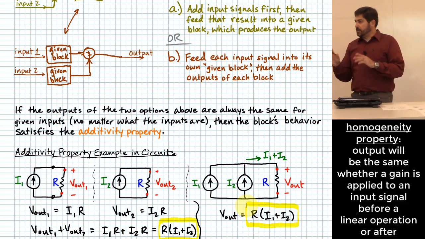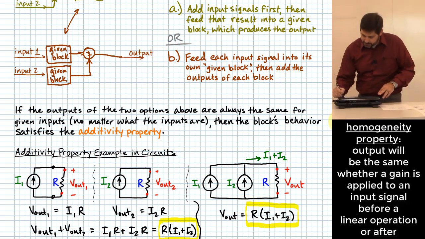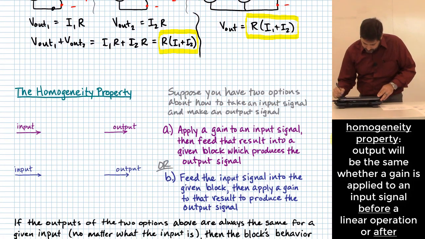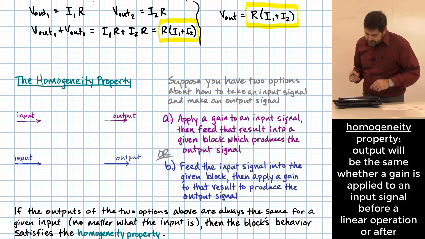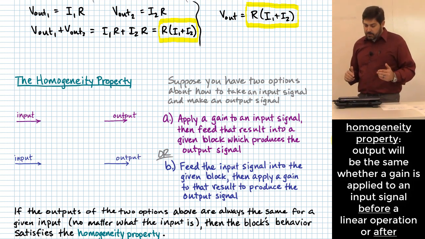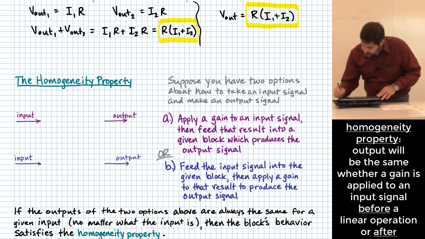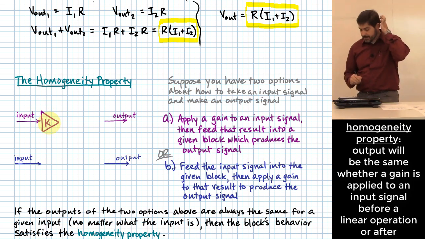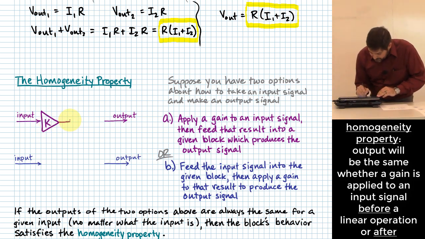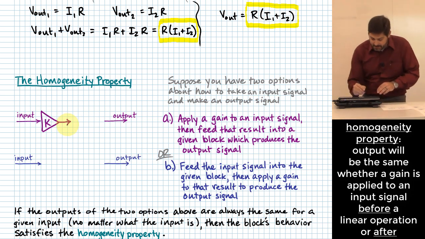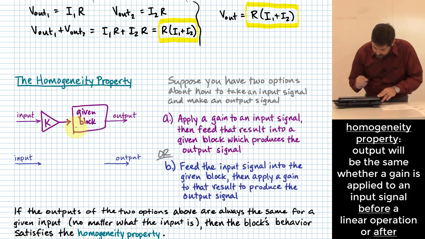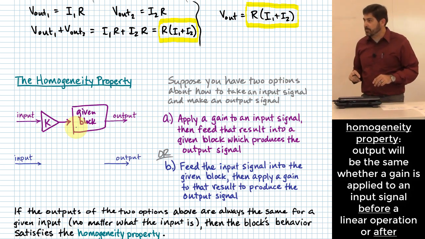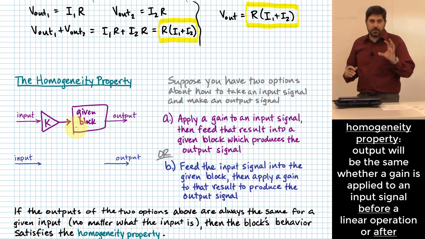We have one other property that we want to deal with, called the homogeneity property. Let me show you what that one says. Suppose you have two options for how to take an input signal and make an output signal. The first says you could apply a gain to your input signal first. What that would look like is you'd put in this gain, say a value of k, and then that feeds into the given block, and then I create an output based on that chain of things.